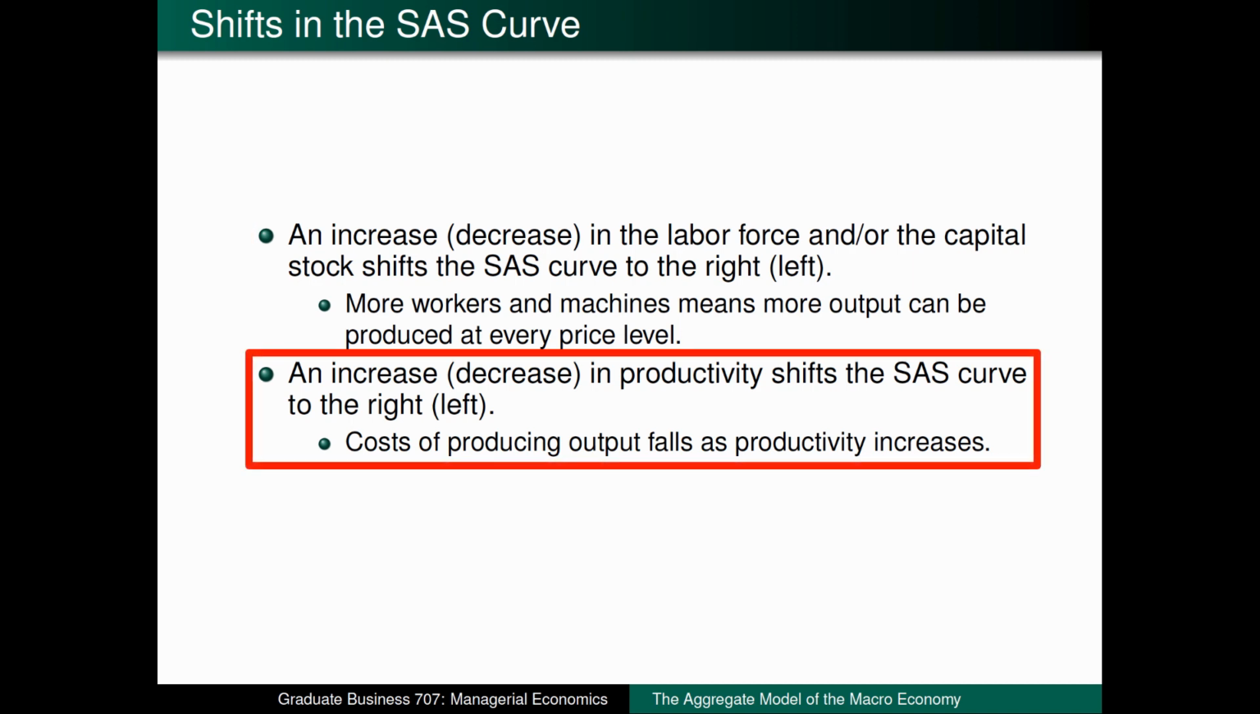Similarly, an increase in productivity, which is a measure of the efficiency of production, will increase production and shift the aggregate supply curve to the right. Conversely, a decrease in productivity will decrease production and shift the aggregate supply curve to the left.